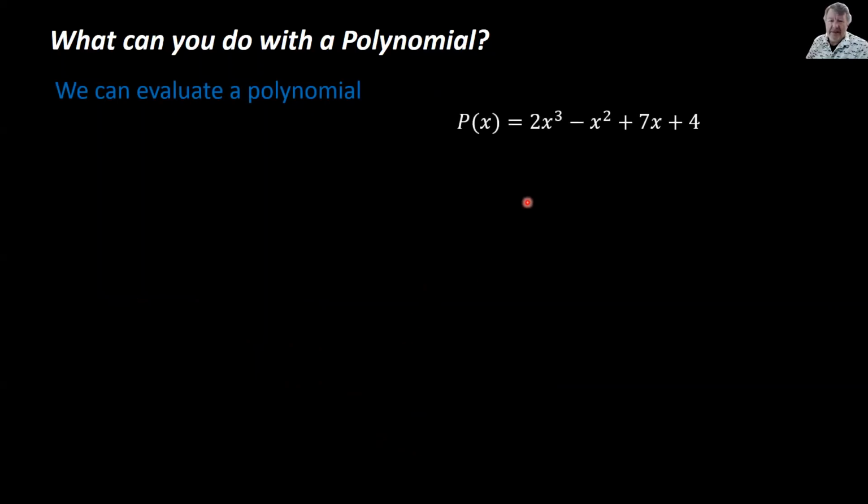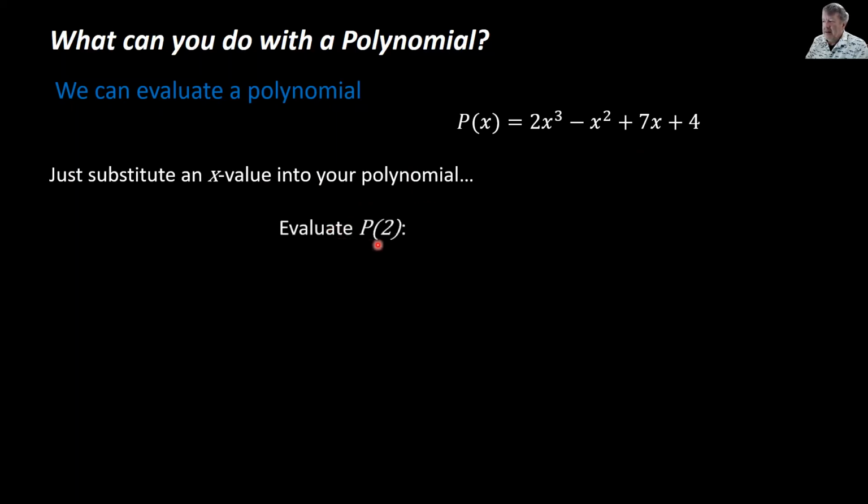Is there anything else we can do with a polynomial? Yes, there is. We can evaluate polynomials. So let's have a look at one. P of x is 2x cubed minus x squared plus 7x plus 4. Now, what evaluating means is simply substituting an x value into our polynomial. So let's evaluate p of 2. That just means in place of the x, which we have up here, we're going to put a 2. So that'll be 2 times 2 cubed minus 2 squared plus 7 times 2 plus 4, as you can see down here.